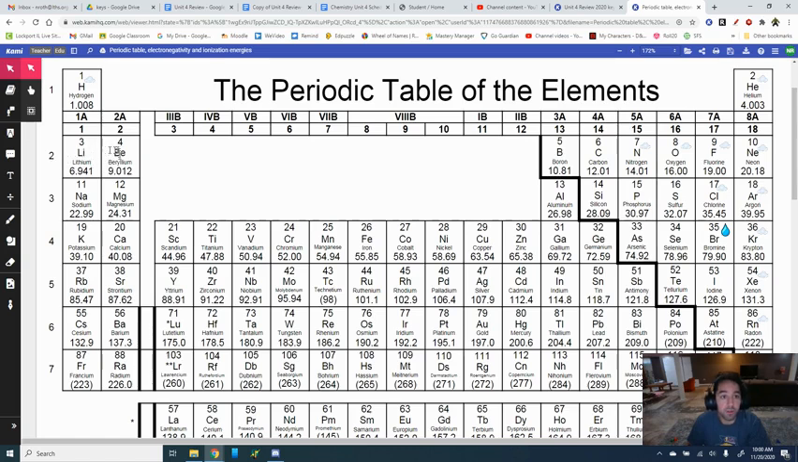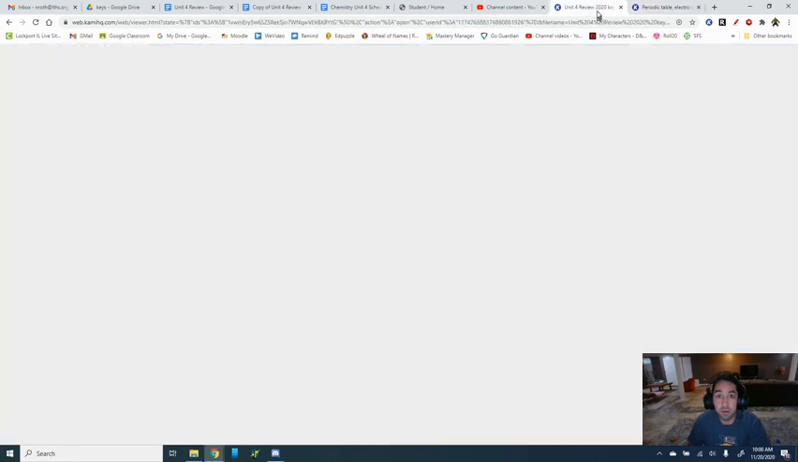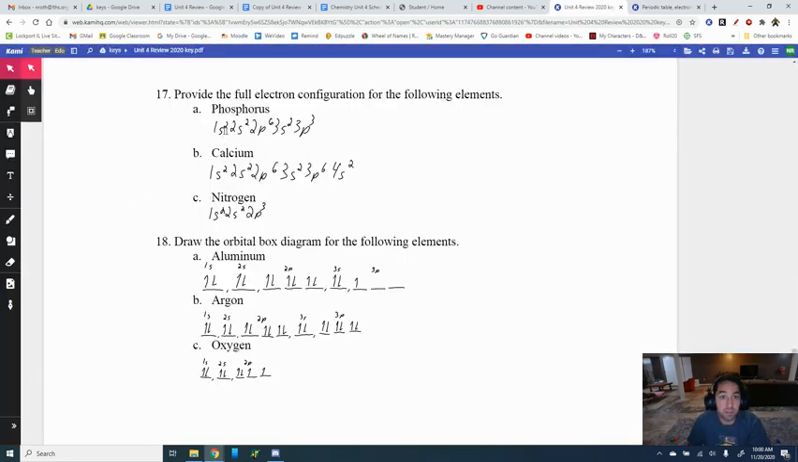Then 2s 1, 2. 2p 1, 2, 3, 4, 5, 6, so 2p6. Then 3s 1, 2, then 3p 1, 2, 3 to get to phosphorus. Okay, so total is 1s2, 2s2, 2p6, 3s2, 3p3.